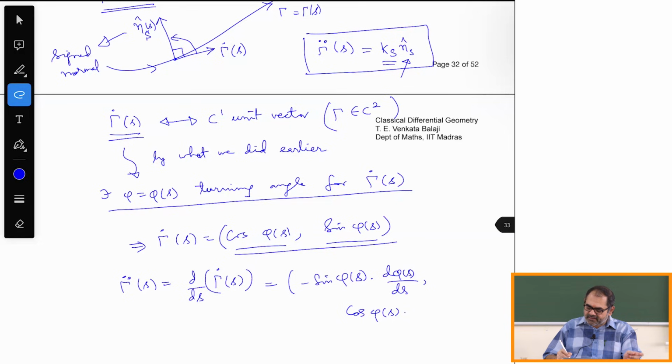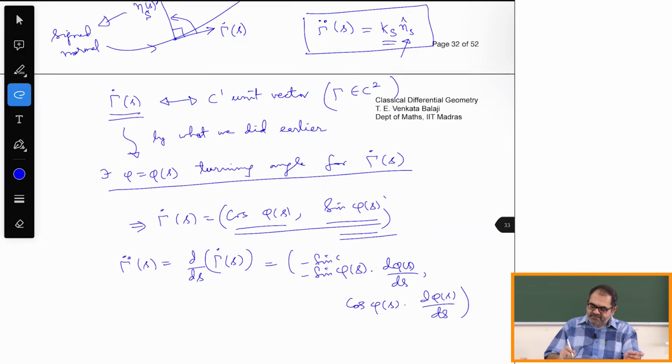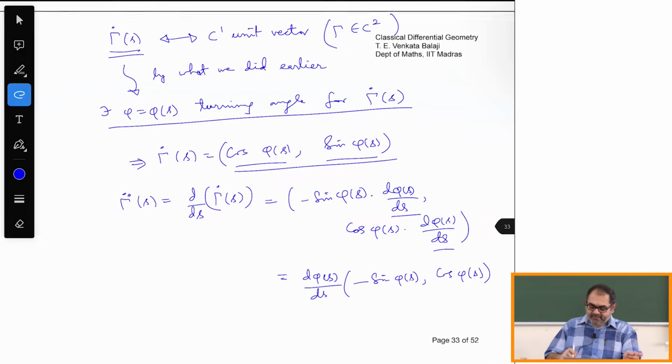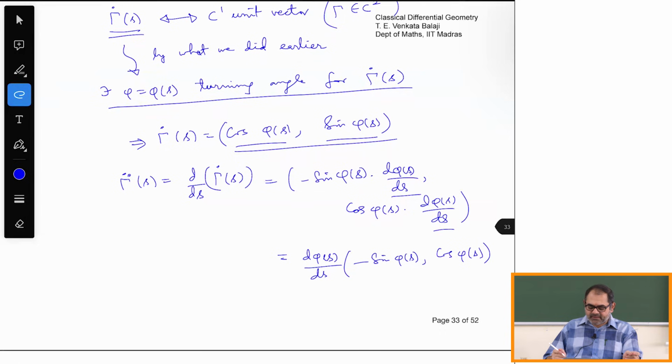Okay, and then again I have to differentiate phi s. I'll get d phi s by ds. And you see, this d phi s by ds is a constant. I can pull it out. So I'll get d phi s by ds times minus sin phi of s comma cos phi s. Okay, right? And now just think about it.